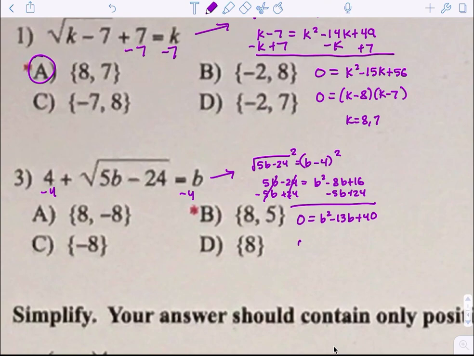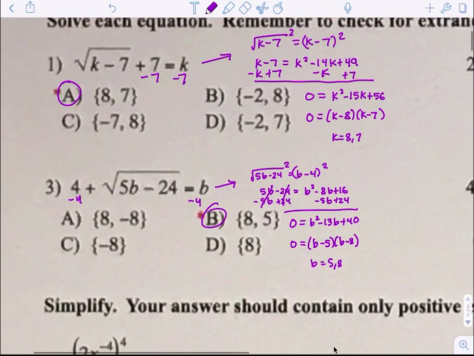So we're going to get 0 is equal to b minus 5 when you factor, and b minus 8. B is equal to 5 and 8. And when you guys plug in 5 or 8 into the original equation, they both work. So that means B is your guys' answer.